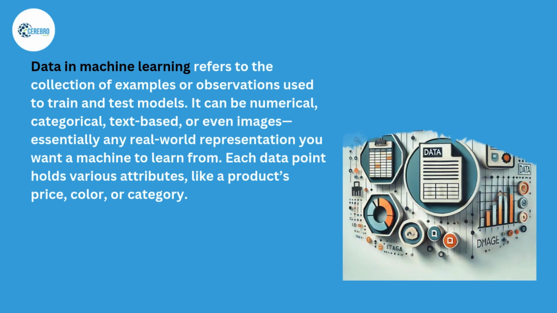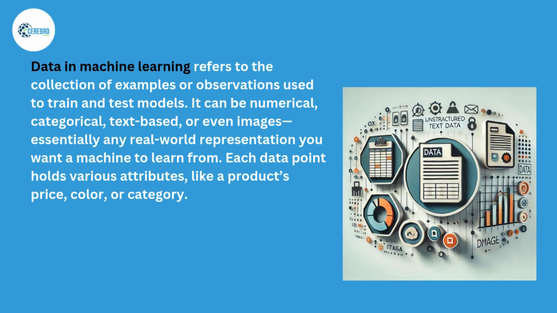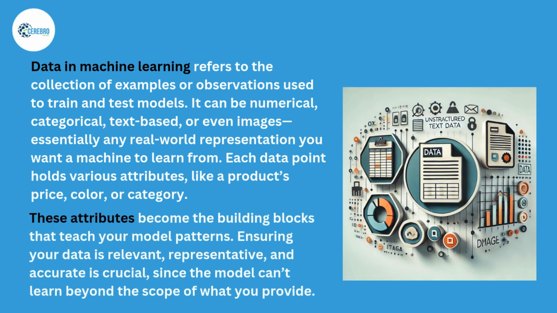Data in machine learning refers to the collection of examples or observations used to train and test models. It can be numerical, categorical, text-based, or even images. Essentially, any real-world representation you want a machine to learn from. Each data point holds various attributes, like a product's price, color, or category. These attributes become the building blocks that teach your model patterns. Ensuring your data is relevant, representative, and accurate is crucial, since the model can't learn beyond the scope of what you provide.